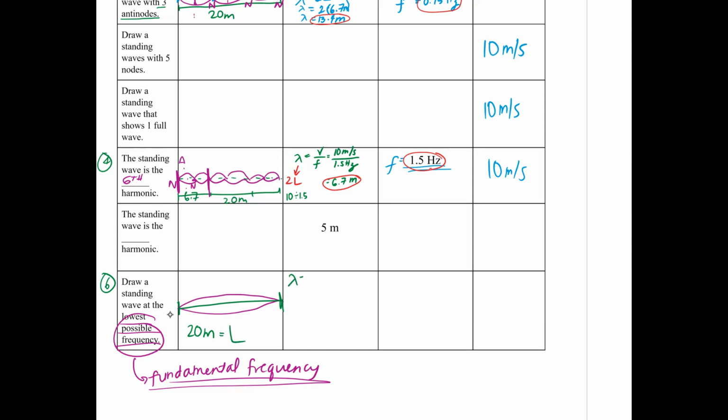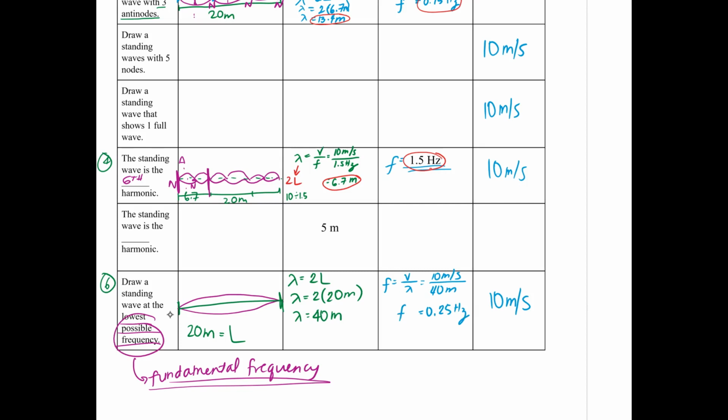Our wavelength is equal to 2 times the length of one harmonic, so our wavelength is 2 times 20 meters, which gives us 40 meters. Our velocity didn't change, and our frequency is still velocity over wavelength. So we have 10 meters per second over 40 meters. 10 over 40, or 1 over 4, is going to give us 0.25 hertz.